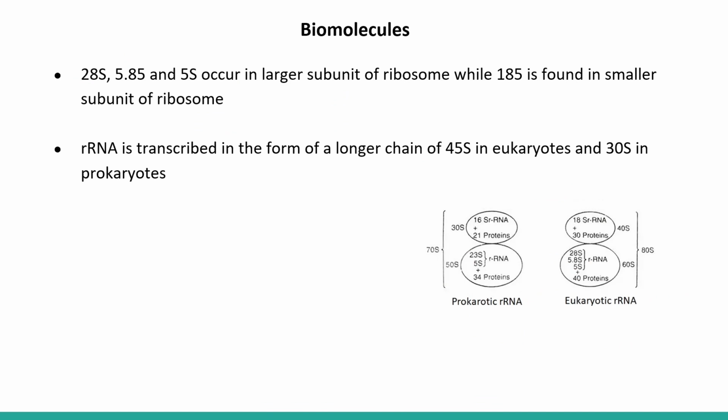So 28S, 5.8S and 5S occur in the larger subunit of ribosomes, while 18S is found in the smaller subunit of ribosomes in the case of eukaryotes. rRNA is transcribed in the form of a longer chain of 45S in eukaryotes and 30S in prokaryotes. After the transcription, this is such a longer chain and later it gets divided. It is broken into smaller subunits.